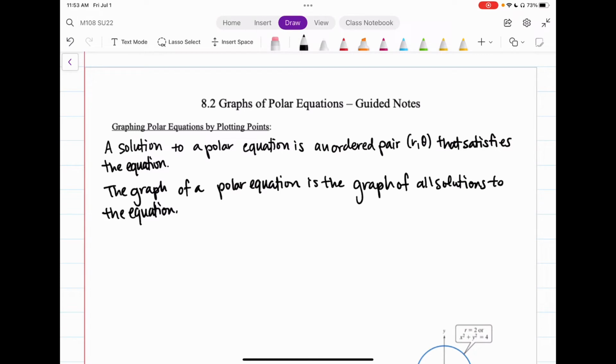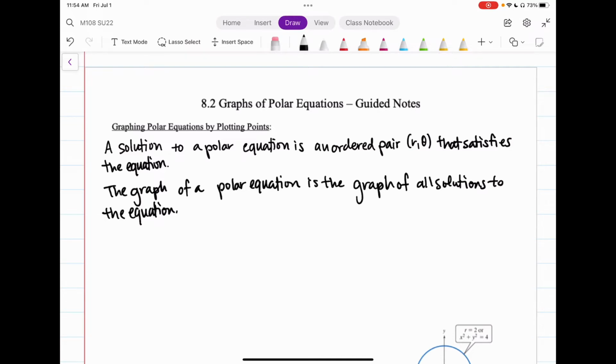You understand typically what a function looks like based on what the parent function is. Let's say you have something that is y equals x, you know that that's going to be some sort of linear graph. If you have y equals x squared, that's going to be a parabola that is U-shaped. If you have y equals x cubed, that's going to look like an S that's sideways. You understand what an absolute value function might look like, or an exponential function, but when it comes to polar equations, you might not know what the parent function looks like.